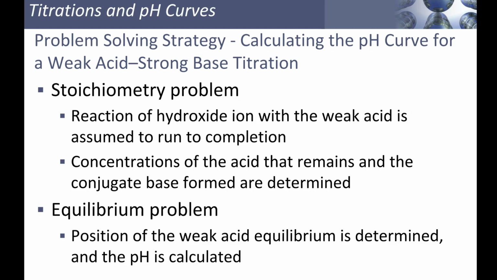Okay? So if you have a weak acid with a strong base, the reaction of hydroxide with weak acid is assumed to run to completion, because, well, the strong base is going to take up all the weak acid H pluses, right? So you're not going to have any H pluses left over. So it's going to be high pH. It is an equilibrium problem, because the position of the weak acid equilibrium has to be determined for pH to be calculated. Remember, acids that are weak or bases that are weak are in equilibrium. Everything else is in completion. Okay.